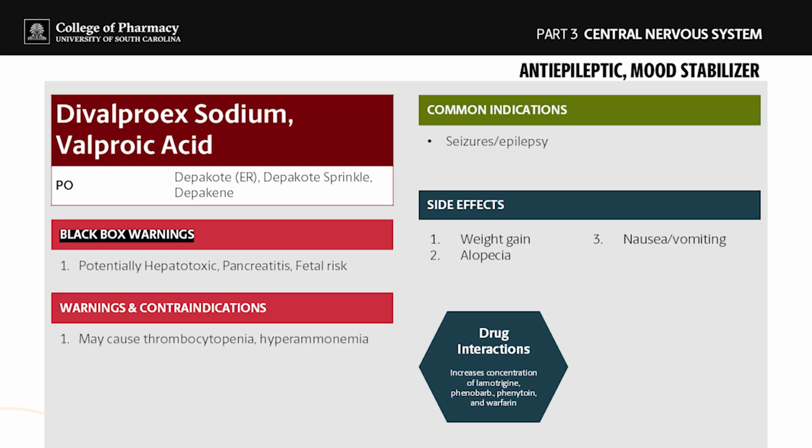Okay, let's talk about an antiepileptic mood stabilizer, divalproex sodium. Divalproex sodium, valproic acid. The brand names are Depakote, Depakote ER, Depakote Sprinkle, and Depakine. It's used for seizures and epilepsy. Some of the side effects can be weight gain, alopecia, and nausea and vomiting. This drug is potentially hepatotoxic. It can cause pancreatitis, and it also notably can cause fetal risk. So you need to make sure your patients are aware of this.